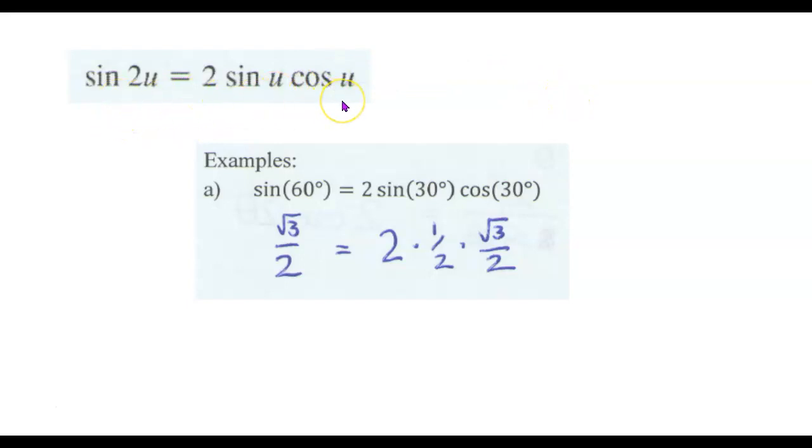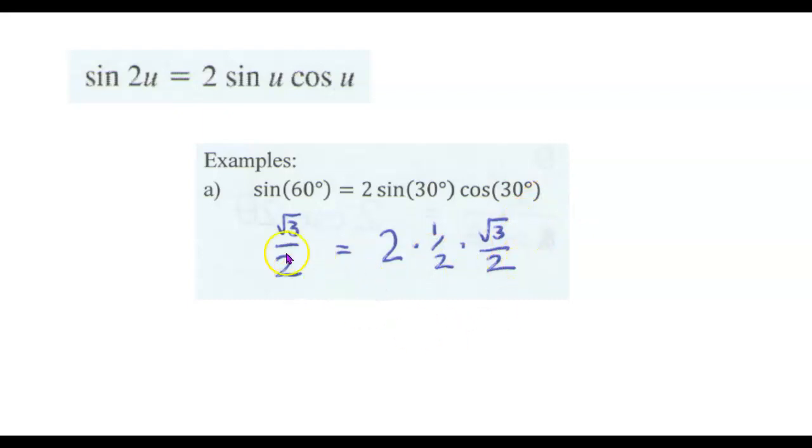Let's test this one out on an angle that we actually know about. This should apply no matter what u stands for. So let's try plugging in 30 degrees. If u stands for 30 degrees, then 2 times u is going to be 60 degrees. And we happen to know, or at least I know, if you don't know it, you can look it up on the unit circle, but I happen to know that the sine of 60 degrees is exactly the square root of 3 over 2. And that the sine of 30 degrees is exactly 1/2, and the cosine of 30 degrees is the square root of 3 over 2.